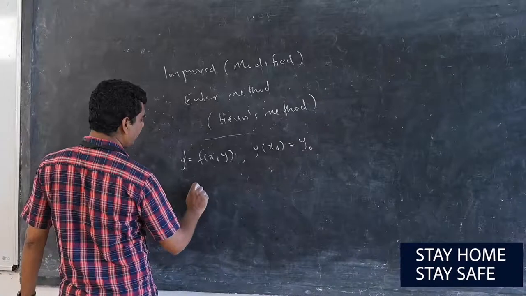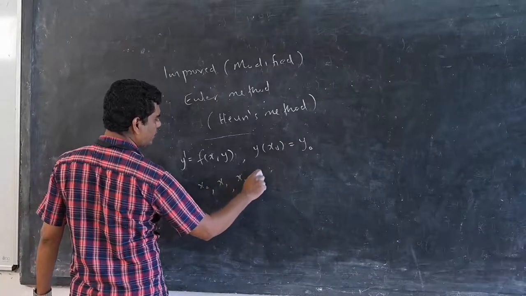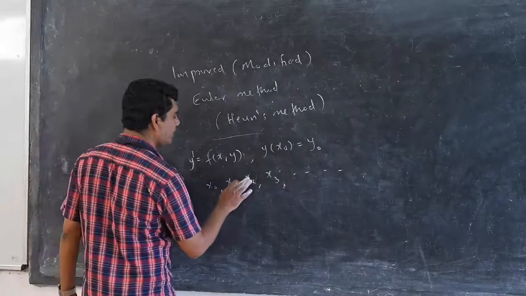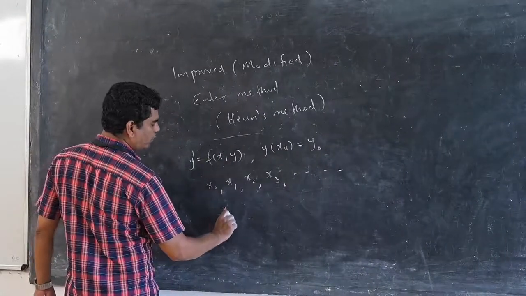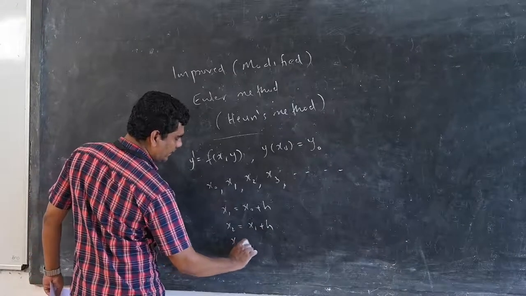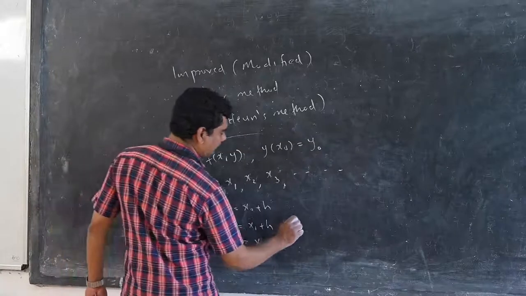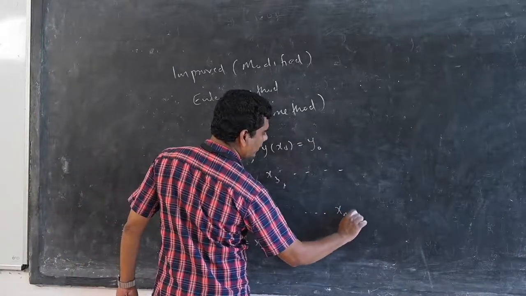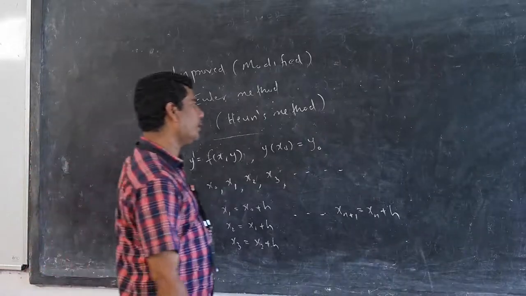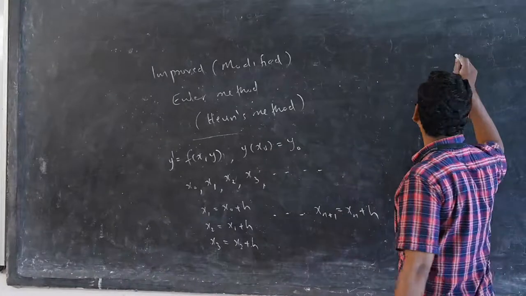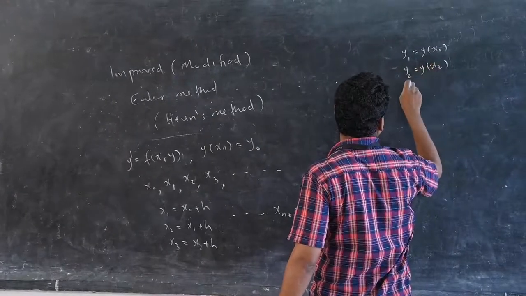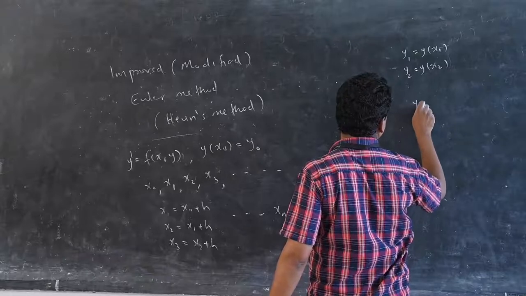As in the case of Euler method, x naught, x 1, x 2, x 3, etc. are equally spaced points, equally spaced x values. x 1 is equal to x naught plus h. x 2 is equal to x 1 plus h. x 3 is equal to x 2 plus h, etc. xn plus 1 is equal to xn plus h. Then, as in the case of Euler method, y1 is equal to y of x1, y2 is equal to y of x2, etc. yn is equal to y of xn.